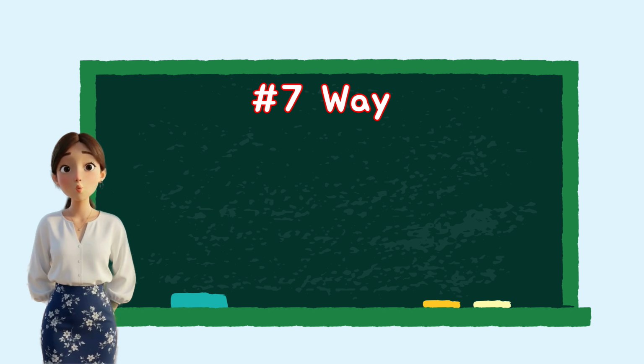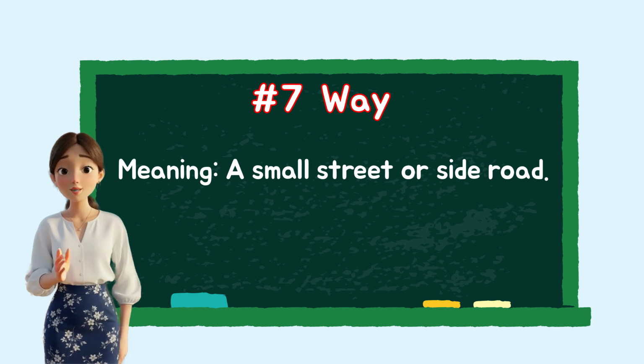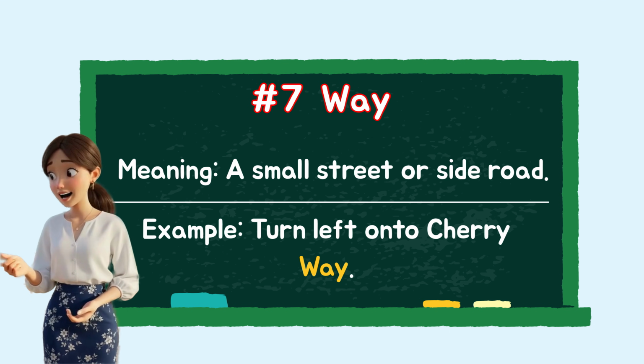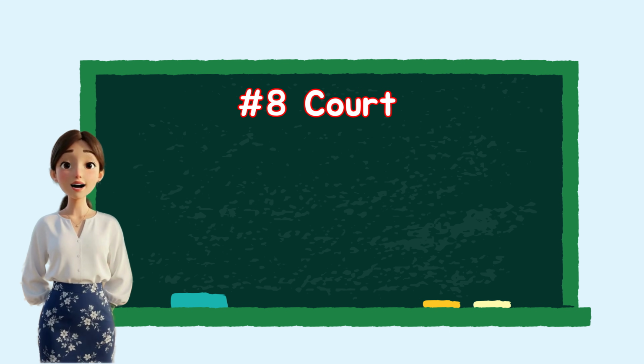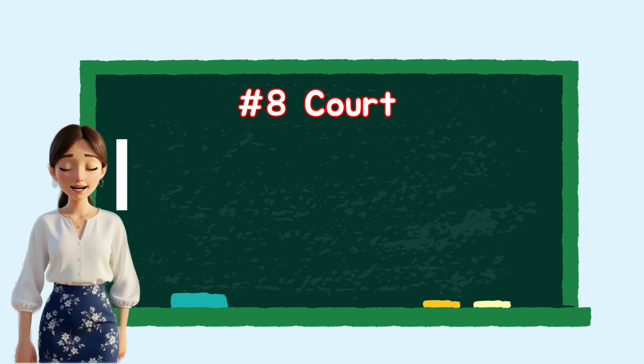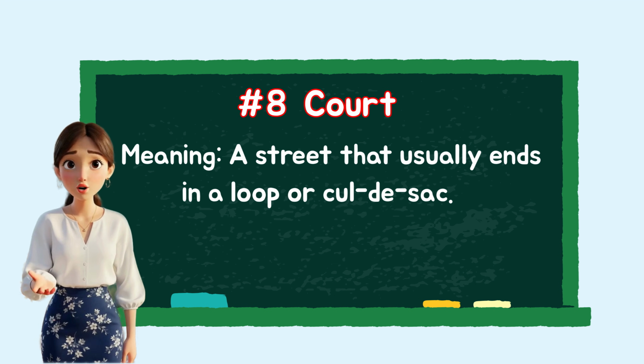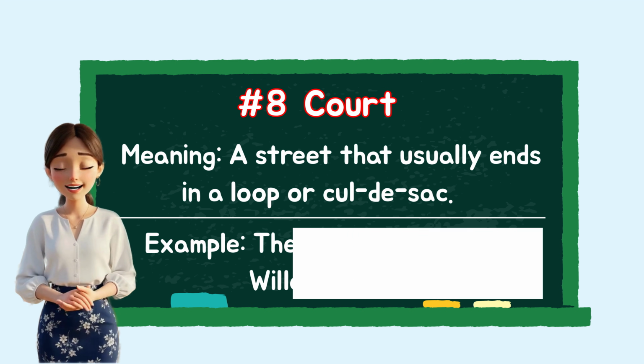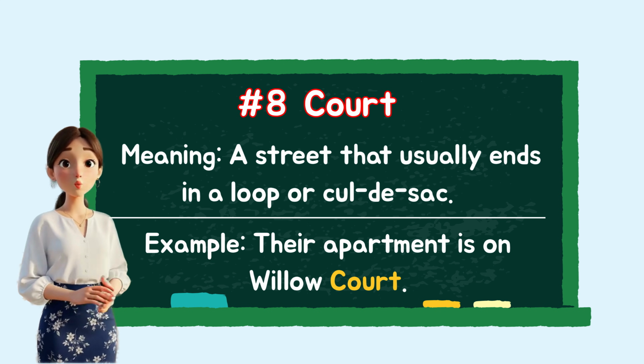Number 7. Way. It means a small street or side road. Example, turn left onto Cherry Way. Number 8. Court. It means a street that usually ends in a loop or cul-de-sac. Example, their apartment is on Willow Court.